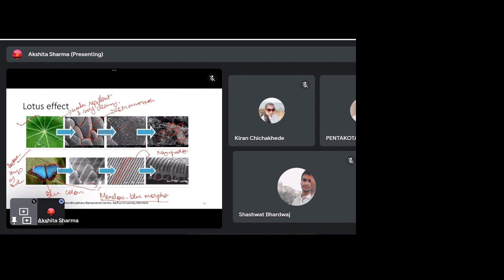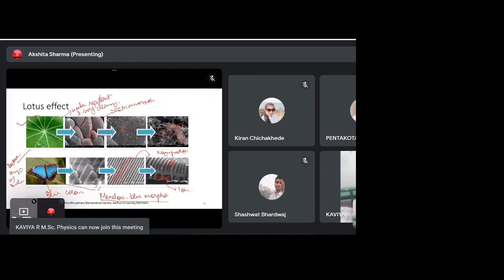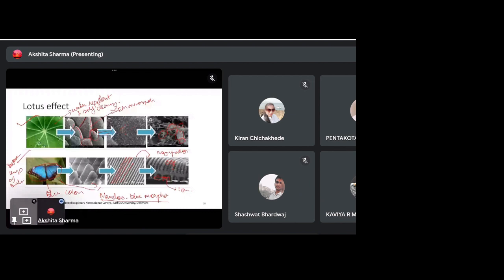This was in the micrometer range. This gap is 1 micrometer, but this cross section and these smaller particles are in the nano range. So because this is in the nano range, and we know that there is a size dependency of the optical properties, this imparts blue color to the blue morpho, right?